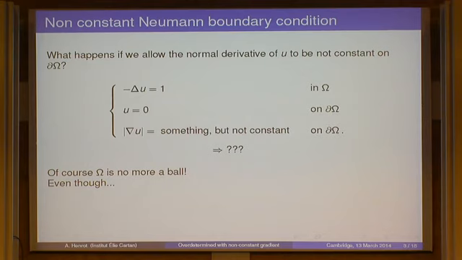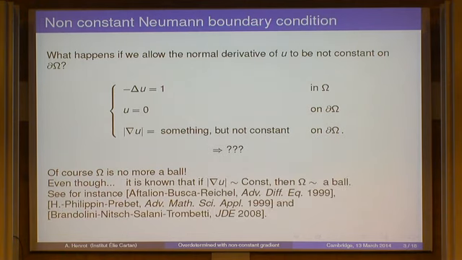So if I assume that this Neumann boundary condition is not constant, of course the domain will not be a ball. But I have to mention that there are some results claiming that if the gradient of u is not far from being a constant, there are some stability results in some sense of this free-boundary problem. If the gradient of u is not far from being constant, then omega has to be close to a ball in some sense. And there are several papers in that direction.